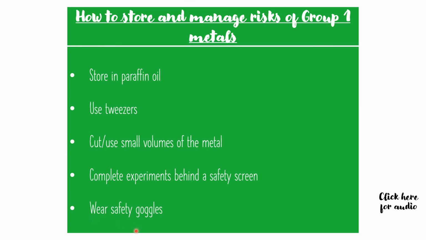So that's it for today. I want you to make sure you've got all these notes written in from page 106 to 108. You have to learn this off. So you've got to learn: why do elements in the same group have the same properties? What are the properties of group 1 metals? How do you store and manage the risks of group 1 metals? And then you need to know if there's a pattern of reactivity in group 1.